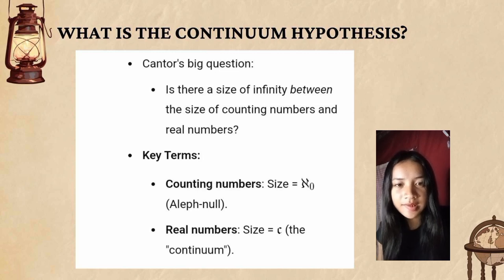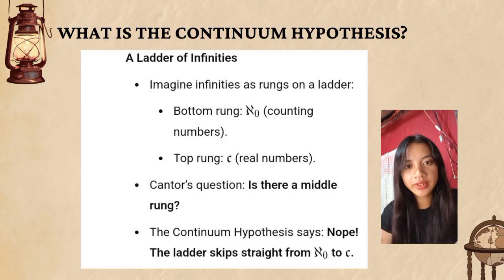The continuum hypothesis proposes that there is no such intermediate infinity, meaning that there is a direct jump from the size of counting numbers to the size of real numbers. This is a fundamental question in mathematics and has been a subject of intense debate and research for over a century. It highlights the complexity and richness of the mathematical world, where seemingly simple questions can lead to profound and challenging inquiries. It compares the different sizes of infinity to ranks on a ladder.